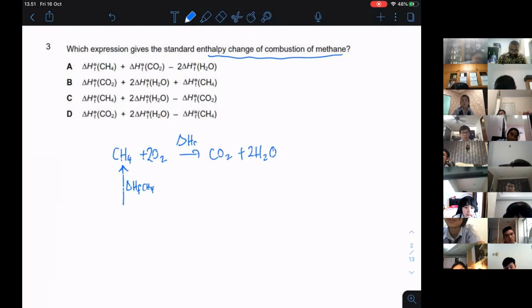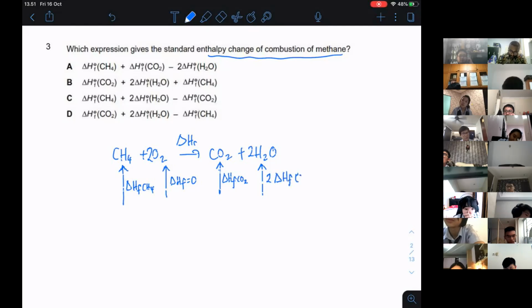Now do remember, to form O2, the enthalpy change of formation is 0 because you do not need to form O2. Any element, the enthalpy change of formation is 0. To form carbon dioxide, I'll just put the enthalpy change of formation of carbon dioxide. To form water, I am forming 2 moles of water, so this is going to be 2 times the enthalpy change of formation of water.